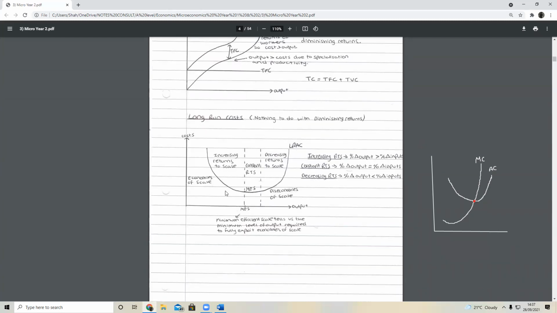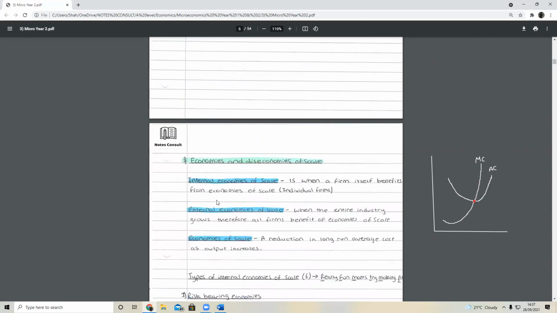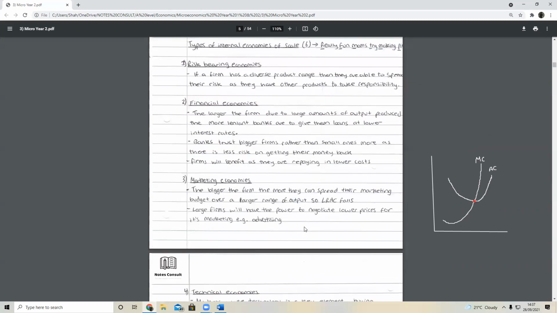Okay, so we have internal EOS here. So what's the other way we have EOS? It's called external EOS. So when the entire industry grows, therefore all the firms in those industries are benefiting from EOS.